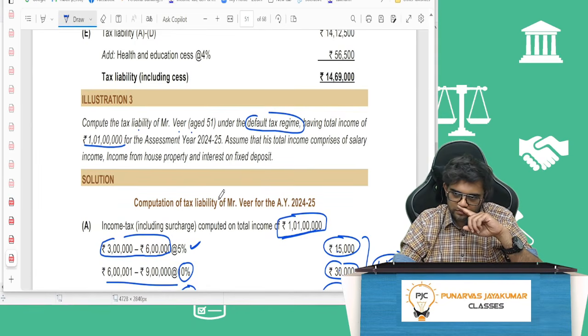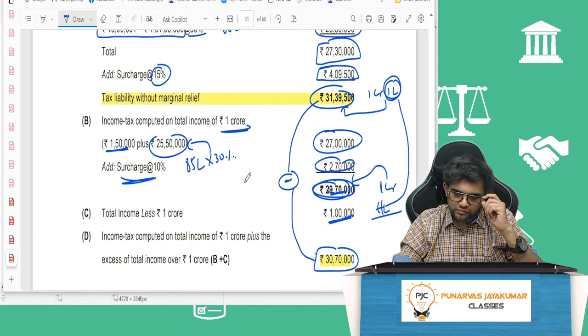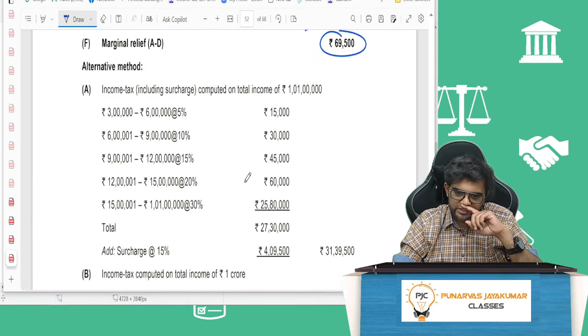Correct. Yes, correct. It's only for resident.